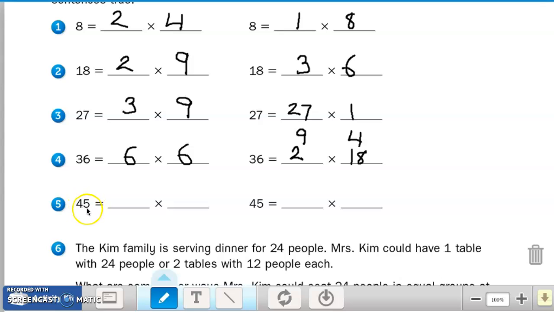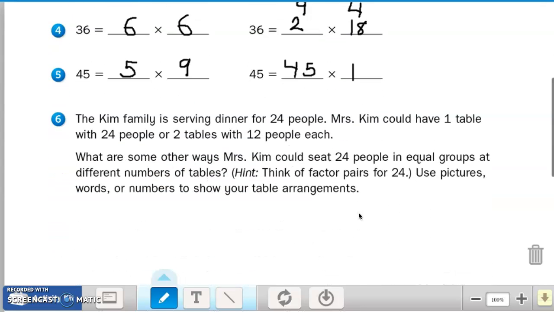All right, how about 45? We know that you can multiply by 5s. All multiples of 5 end with 5 or 0. So 5 times 9 is 45. And let's just do the easier one, 45 times 1. So 5 and 9 and 45 and 1 are all factors of 45.